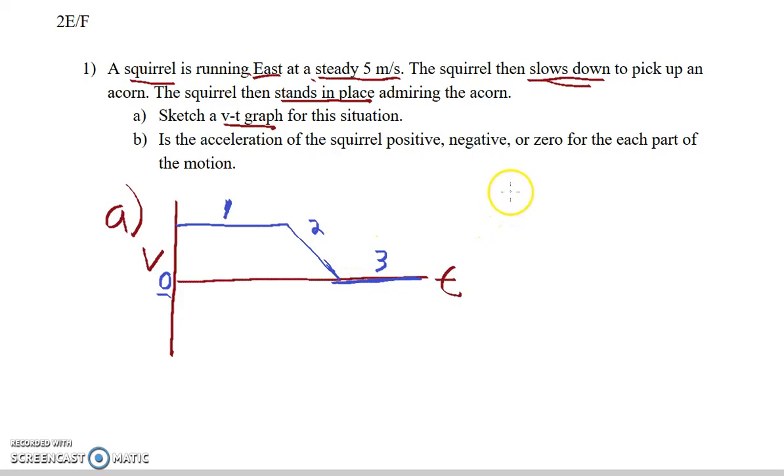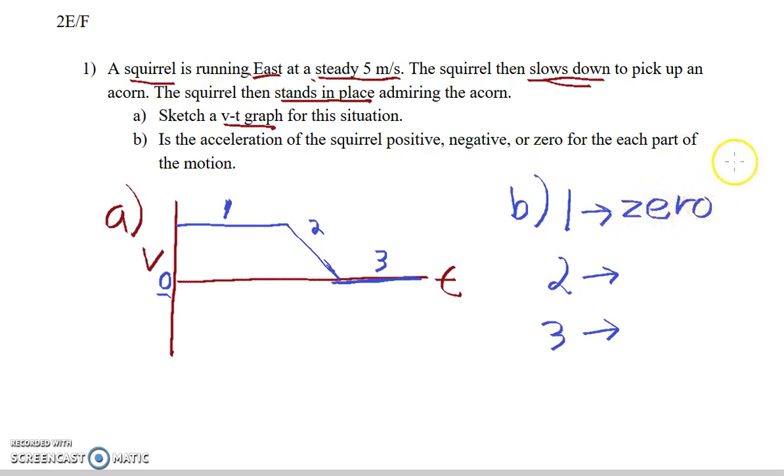Part B is asking us something a little bit different. Is the acceleration positive, negative, or 0 for each part of the motion? Let's write this out: Part 1, Part 2, Part 3. What's happening? For Part 1 of the motion, that's a constant velocity, a constant speed, and if you have a constant velocity, there's no acceleration, there's zero acceleration. Acceleration is really only if you have a change in velocity. So if you have a flat line like that, it's going to be zero.